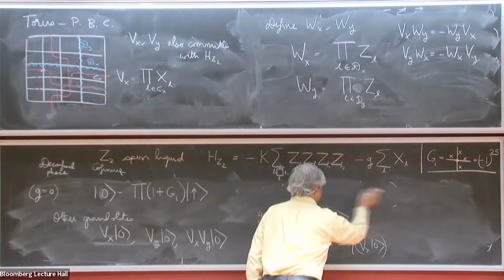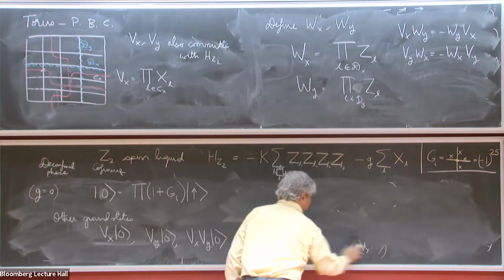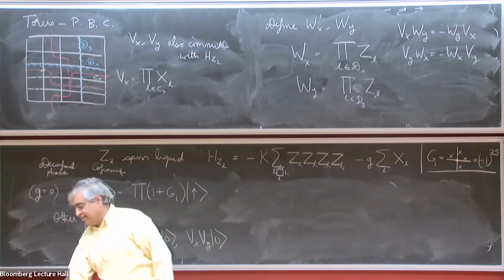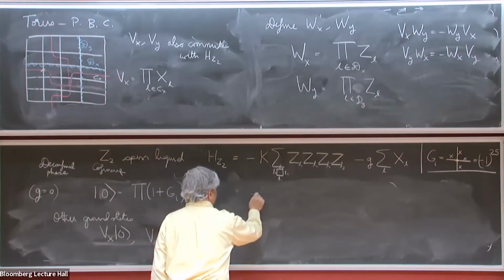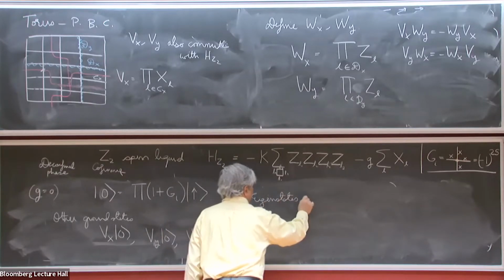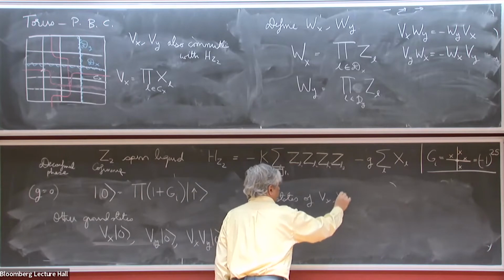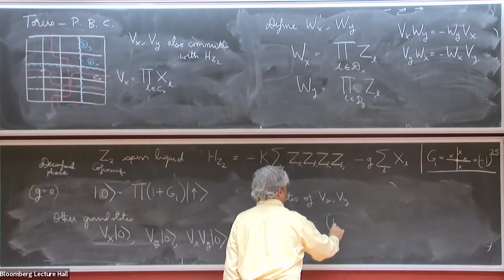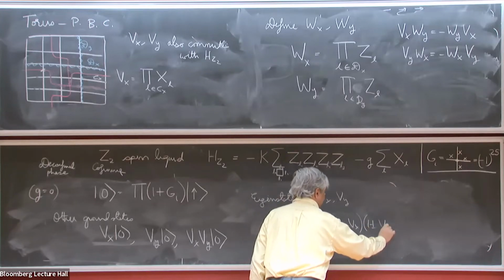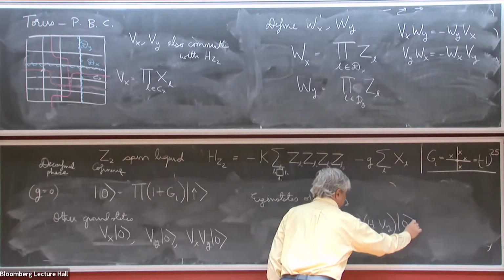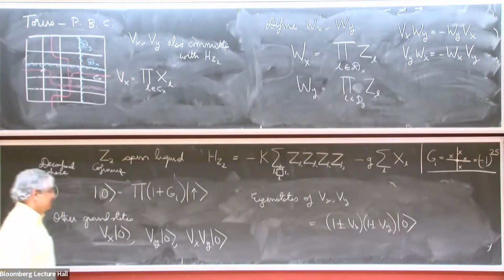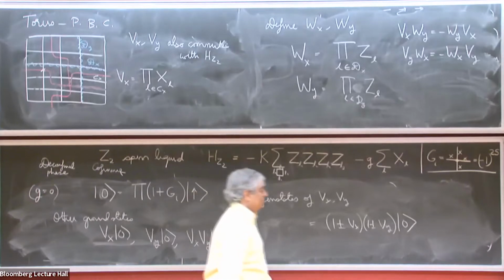Now these ground states are not eigenstates of Vx and Vy, but it's easy to fix that. We can make everything eigenstates of Vx and Vy. That's just going to be equal to 1 plus or minus Vx, 1 plus or minus Vy, acting on 0. So those are the 4 states in a different basis. They have exactly the same energy at G equals 0.